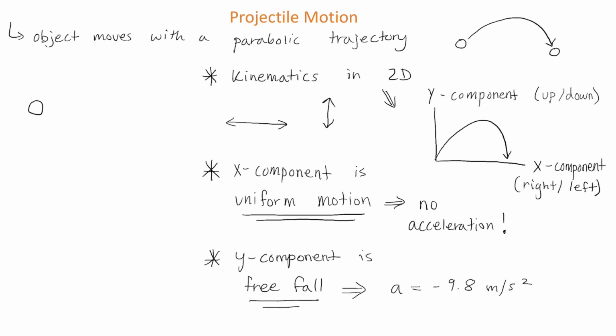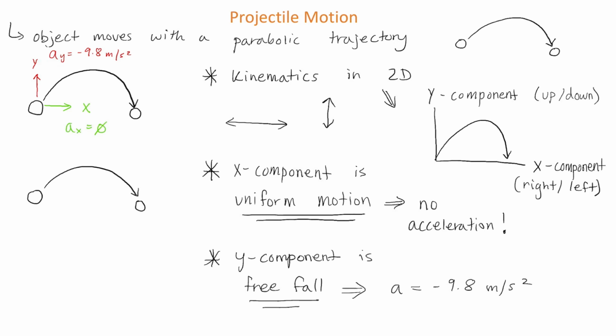Now let's try to visualize this. We have an object that's moving with projectile motion, so I've drawn its parabolic trajectory. Now in red, I will draw the y component, and in green, I will draw the x component. And we know the acceleration for the y component is negative 9.8 meters per second squared, and the acceleration for the x component is 0. There's no acceleration.